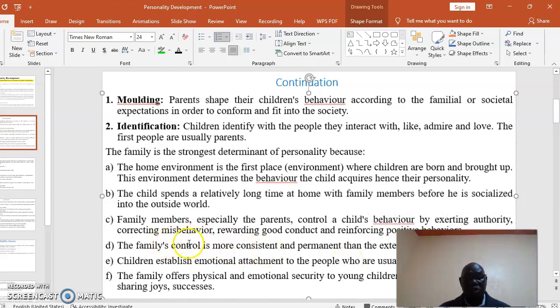The family control is also more consistent and permanent than the external control. Children establish emotional attachment to the people who are near them. Finally, the family offers physical and emotional security to young children by protecting them and by sharing joys and their successes.